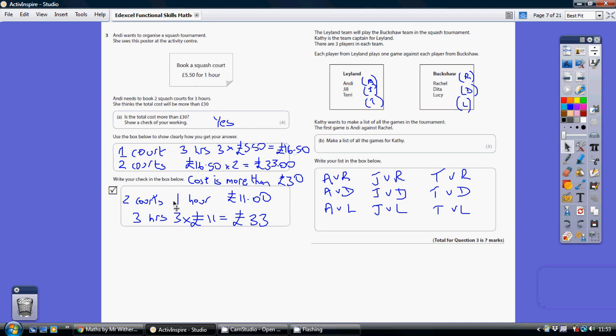Now, we need to go and do a little check. Now, there are lots of different ways of doing a check. You can just estimate, or just approach it a different way. So that's what I've done here.